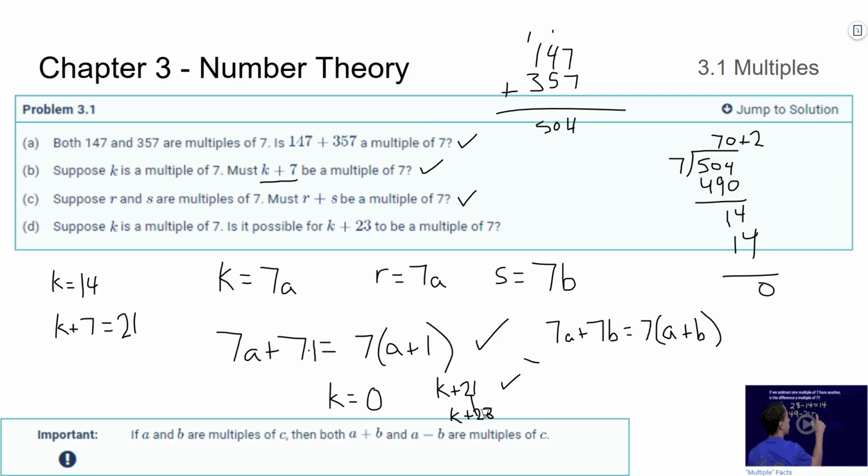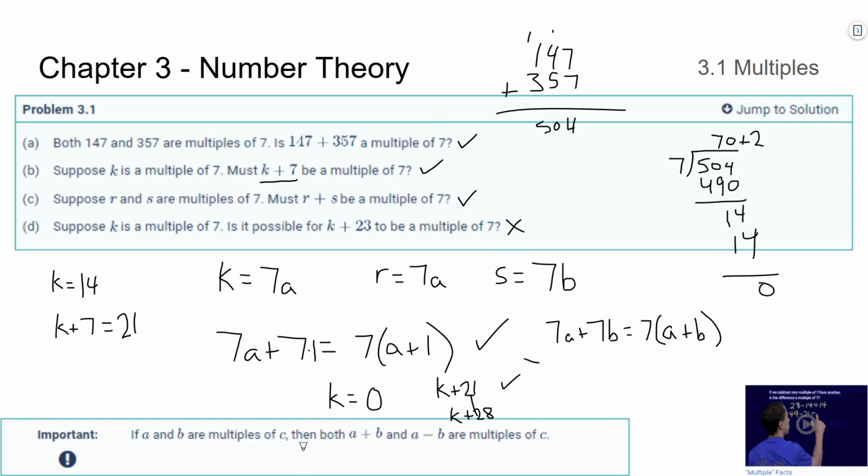But there's nothing in between. There is no number between 21 and 28 that would be a multiple of 7. And that works for any value of k. So we started at 0 just to make it easy so that we can very easily see that these are multiples of 7. But if we started at, say, 21, and this would be 42, that's another multiple of 7. It's just shifting the multiple of 7. But there will never be a case when k plus 23 is a multiple of 7, assuming that k is a multiple of 7. So this is not the case.